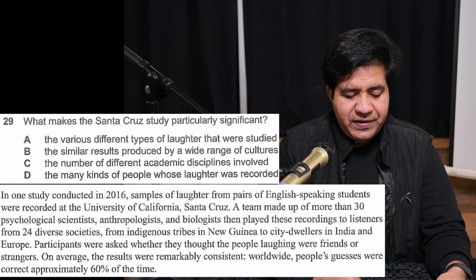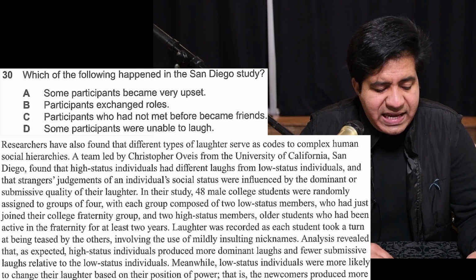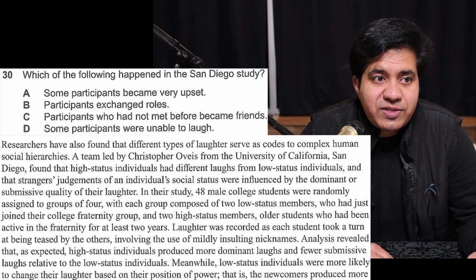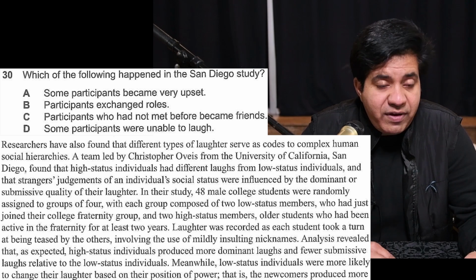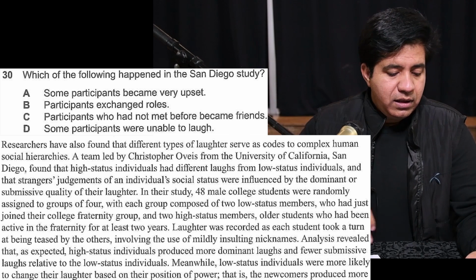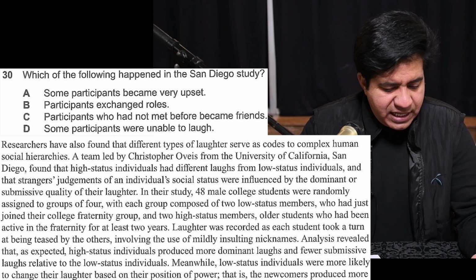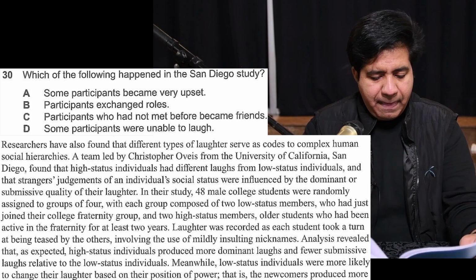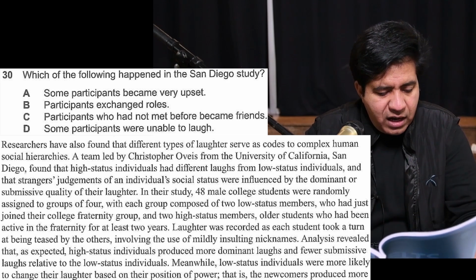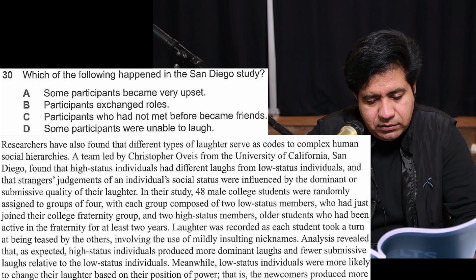All right, question number 30. Which of the following happened in the San Diego study? San Diego is the clue word. Which of the following happened? Now you will focus on the thing that happened in San Diego study. San Diego study is in fourth paragraph. Fourth paragraph and last 5-6 lines.